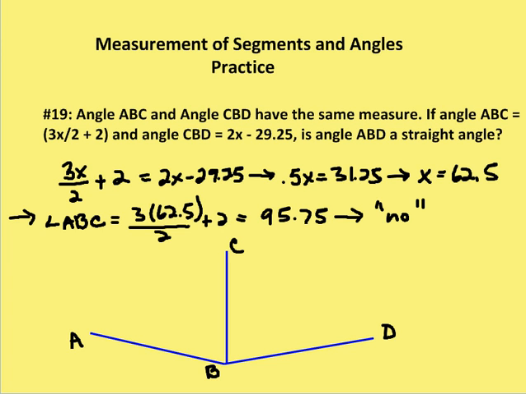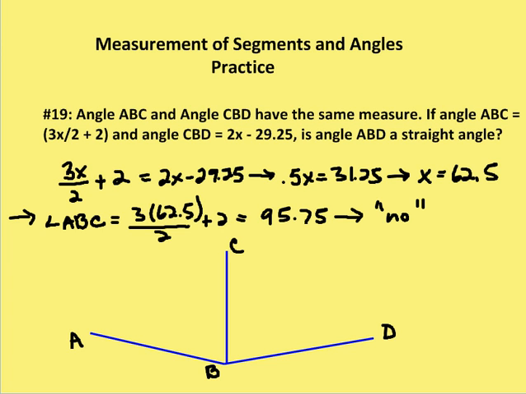3x over 2 plus 2 is equal to 2x minus 29.25. And I'm going to go ahead and subtract 1.5 from both sides, and then add 29.25 to both sides, and I end up with 0.5x is equal to 31.25. Then I solve for x by multiplying by 2, and I get x is equal to 62.5.